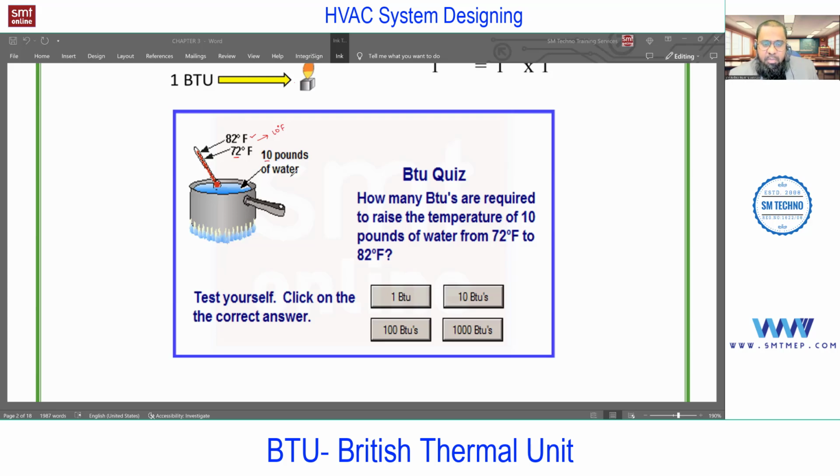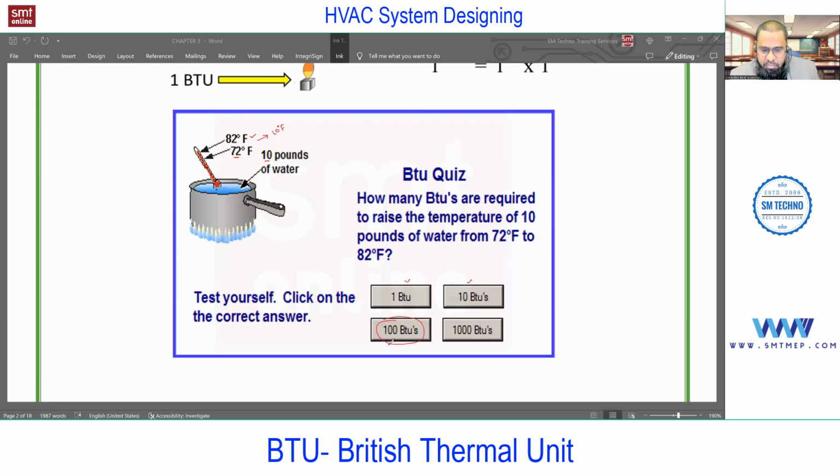So what do you think? How many BTUs of heat energy are required? We have 4 options: 1, 10, 100 or 1000. 100. Yes, online? I got the answer 100. What about other participants? 100. So 100 is the correct answer.